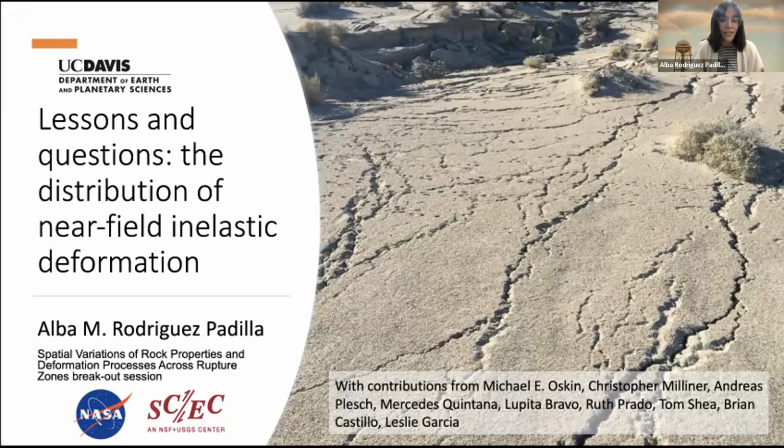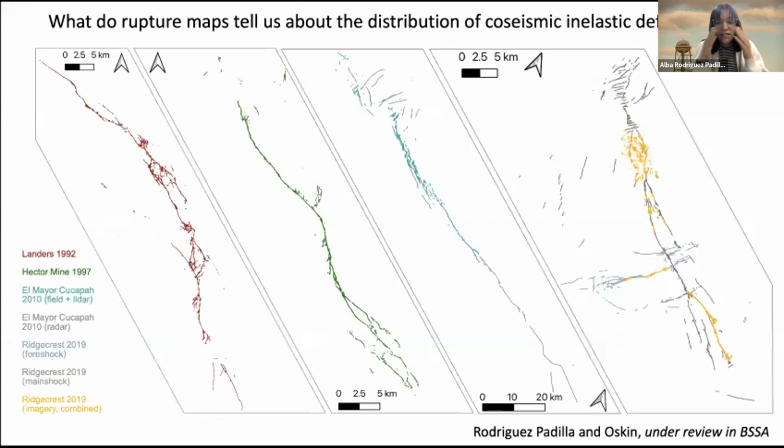I'm going to be addressing this question by using a range of data from Ridgecrest and other prior Eastern California shear zone events. Our work really starts from a simple motivating question: can we use rupture maps to say something about the distribution of coseismic inelastic deformation? The answer is obviously yes, because rupture maps are fracture maps. But let's dig into the details of that a little bit more.